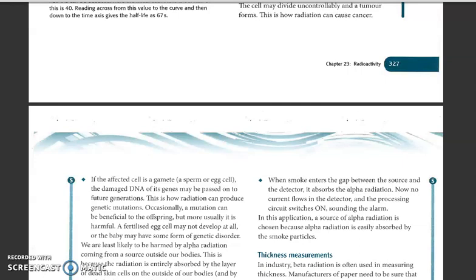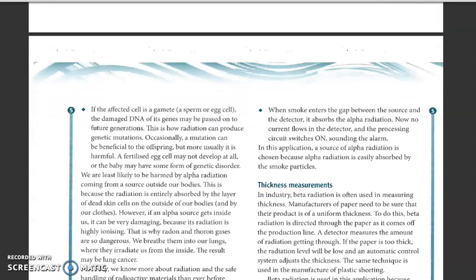We are least likely to be harmed by alpha radiation. Why? Because alpha radiation is the most easily absorbed radiation.